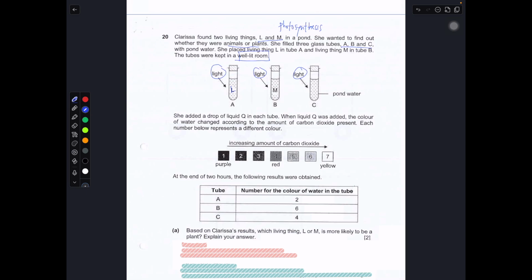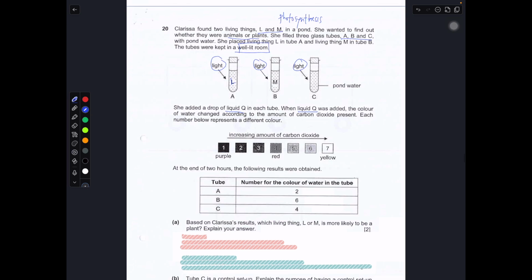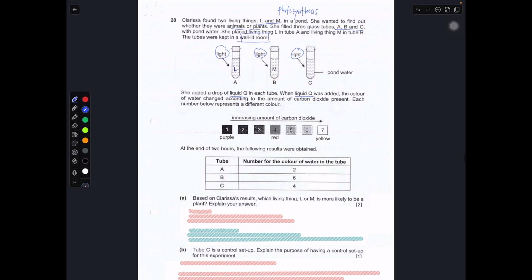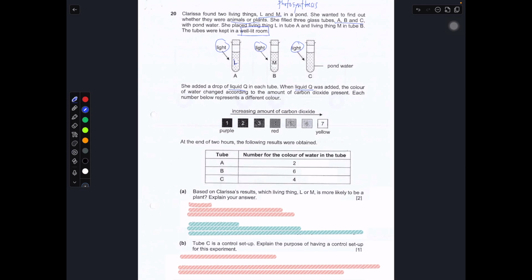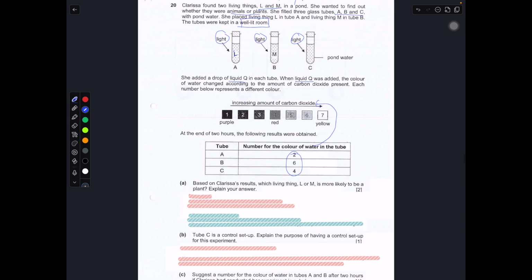She added a drop of liquid Q into each tube. When liquid Q was added, the color of water changed according to the amount of carbon dioxide. Each number represents a different color. So you have 1, 2, 3, 4, all the way until 7. So now after 2 hours, the color is being recorded. The colors tell you the amount of carbon dioxide. Based on Clarissa's answer, which living thing, L or M, is most likely to be a plant?